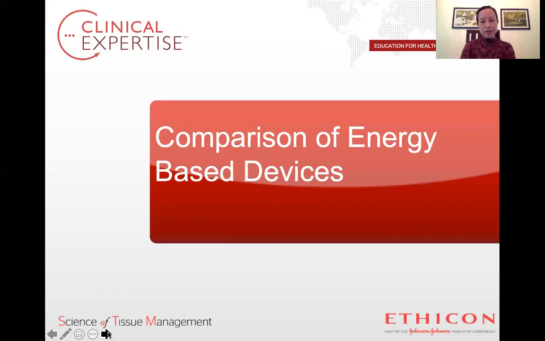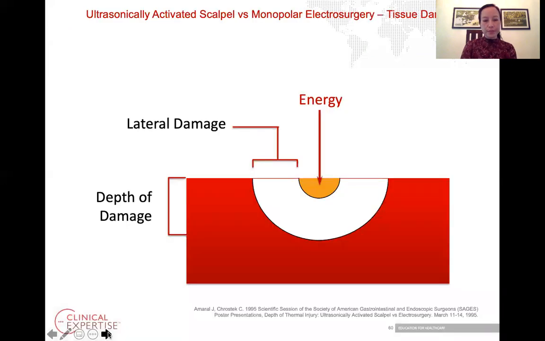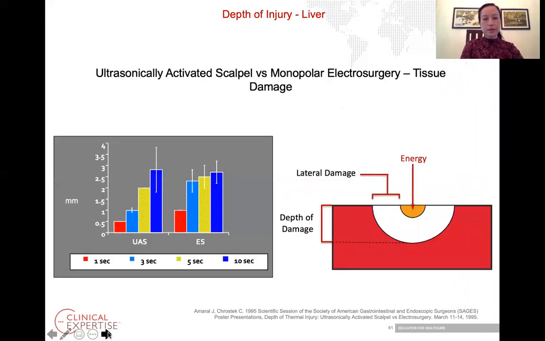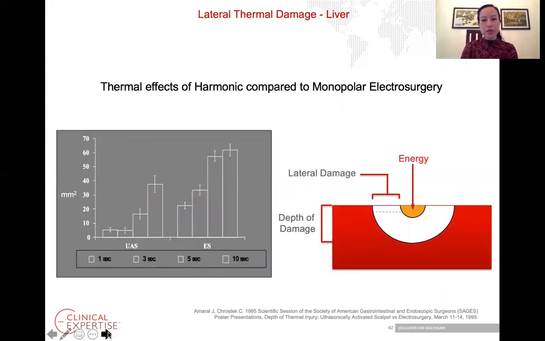In comparing energy devices, we also want to compare the extent of tissue injury generated. Two aspects are important: depth of injury and lateral injury. This slide shows that the depth of injury in ultrasonic devices occurs more gradually than in monopolar devices, but with time will reach the same level. Thus, time management is important. However, with respect to lateral injury, although injury from ultrasonic devices did increase with time, it was always less than that inflicted by monopolar devices.